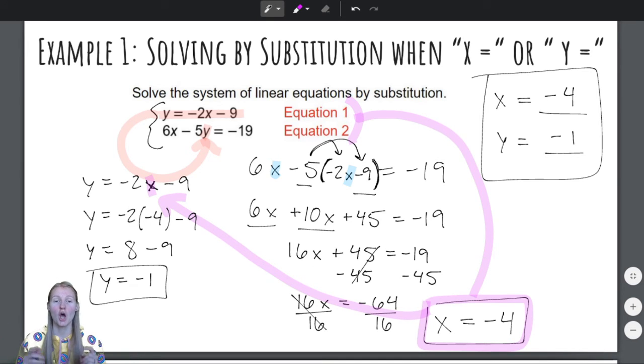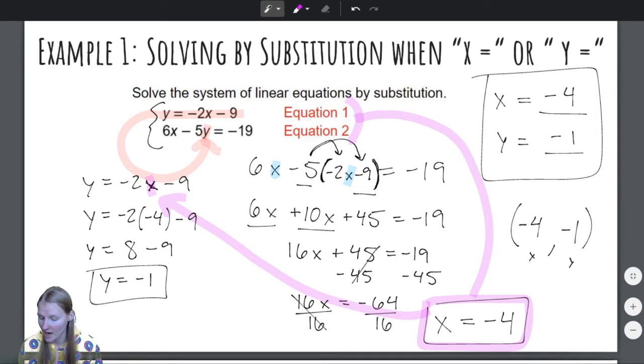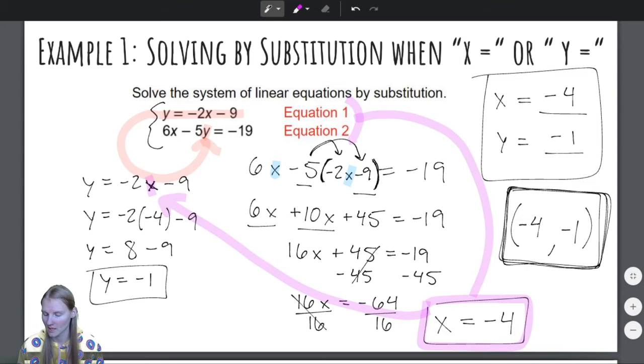This is awesome. We remember that solutions to systems of linear equations are supposed to look like an ordered pair. So I can write -4, -1, x and y. I can write this as an ordered pair. And this is the final answer that I want. In my class, if you were to write x equals -4, y equals -1, I'll give it to you also. But your teacher or Big Ideas might want it in this ordered pair form.